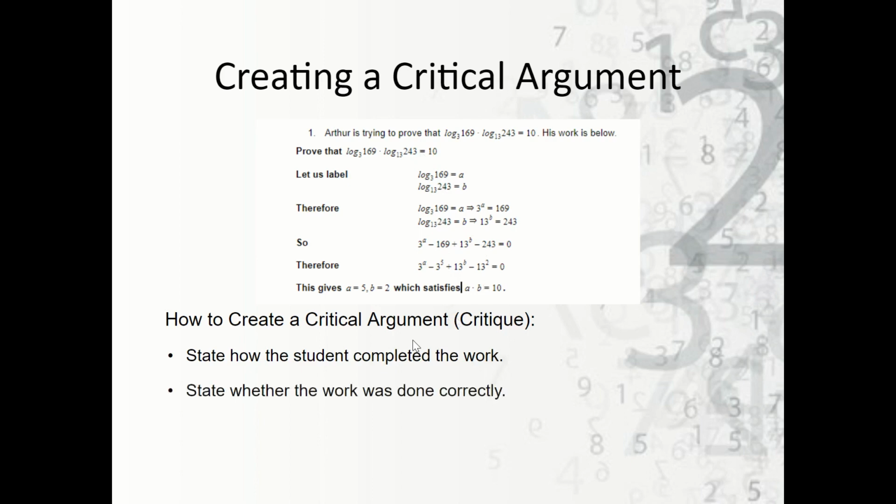Next thing is determine whether he did it correctly or not. So did Arthur even do this proof correctly? Next thing is state if there's an easier way. So as we look through this, was there a way that Arthur could have done things even easier? So for today's assignment, you're going to be creating an argument to determine whether Arthur and other people did things in the most efficient way, and did they do things correctly.